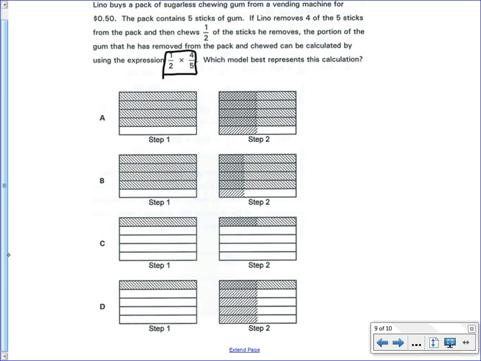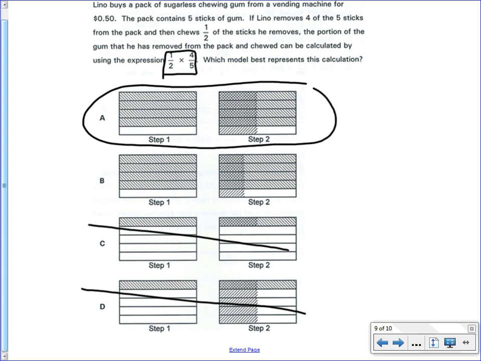So they're saying step 1 would be to separate the box into 5 horizontal pieces, and you would need to shade 4 of the 5. So immediately I can eliminate C and D. Step 2 then would be to split the box in half and shade 1 of those 2 pieces. B is not separated into half, so A would be your answer.